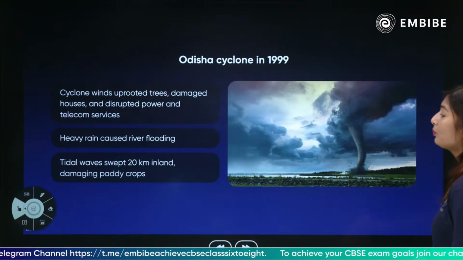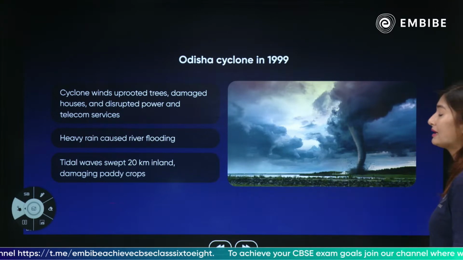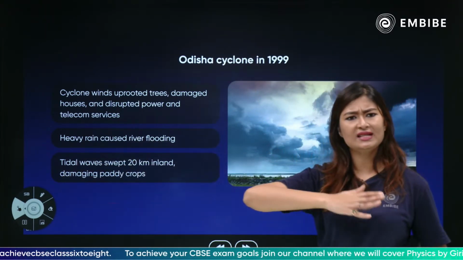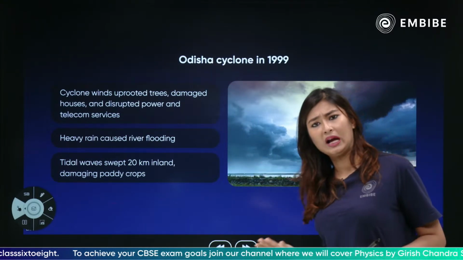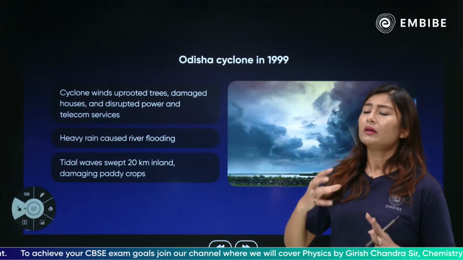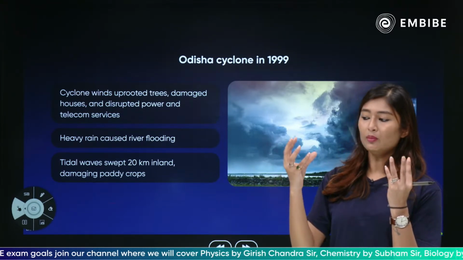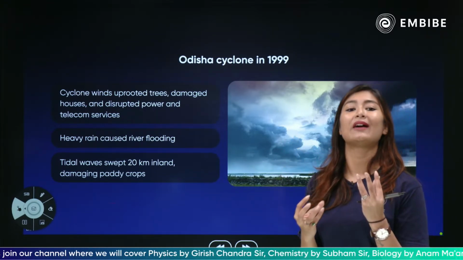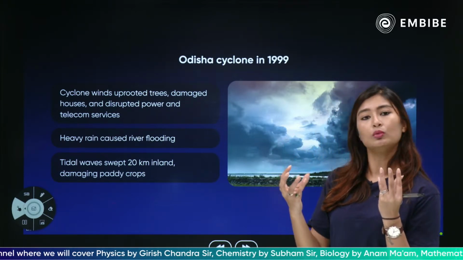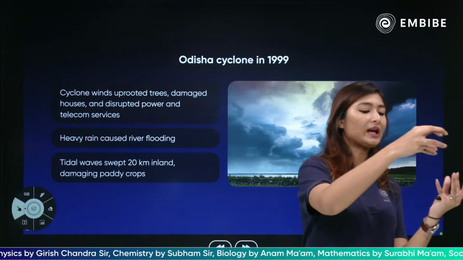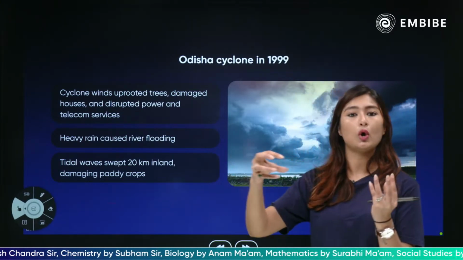Tidal waves जो हैं वो 20 किलोमीटर के स्पीड से 20 किलोमीटर तक अंदर आ गए थे. We have seen high tides and low tides. We have read about high tides and low tides, right? The tides are basically caused because this is the earth and this is the moon. Both of them have certain gravitational force, right? Sun or moon दोनों के एक certain gravitational force है. That is what keeps them moving together at the same distance in their own orbits.